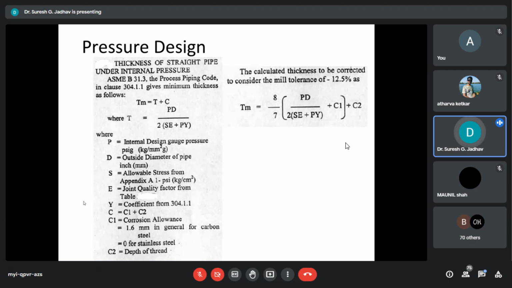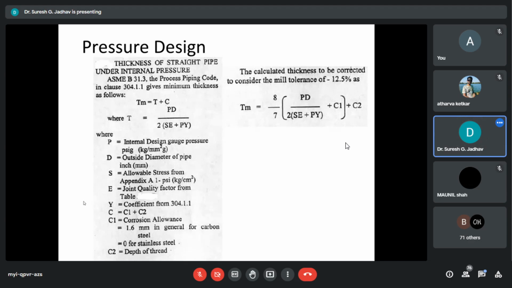From this table, we can easily select the value of joint quality factors. The next parameter is Y, the coefficient. We can pick this value from ASME B31.3, clause 304.11. With the help of this clause, we can pick the coefficient value.